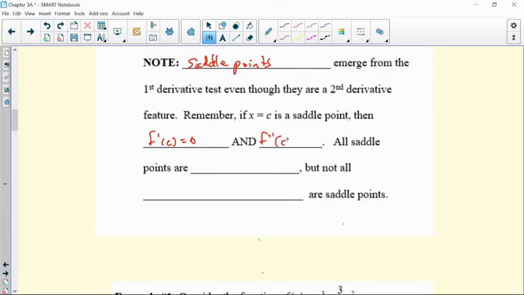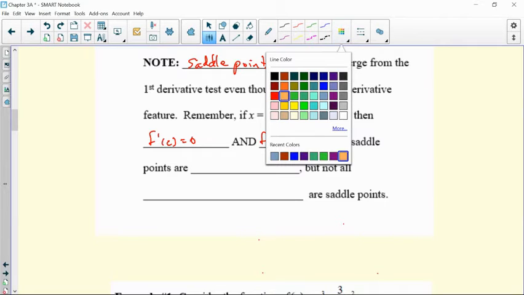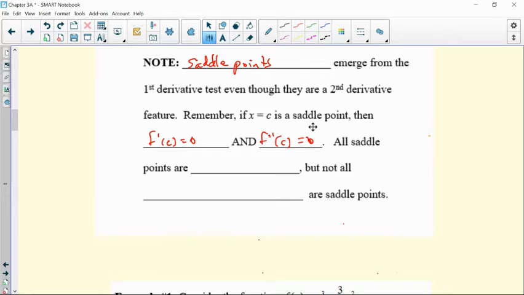f double prime of c equals 0. And then I should also have added and change signs, right? Because being 0 is not good enough. Remember, that's our worst motivational speech ever. And change signs. If x equals the saddle point, then the first and the second derivative is 0. All saddle points are points of inflection, right? But not all points of inflection are saddle points, because that first derivative doesn't have to be 0 for it to be just a plain old point of inflection.